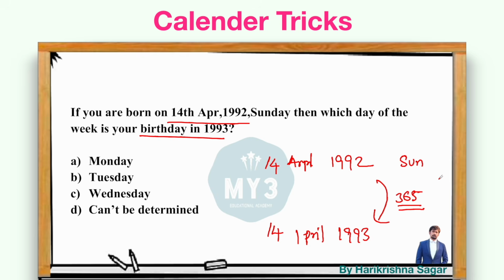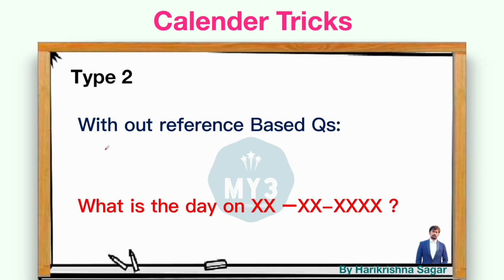So April to April, only 365 days are completed. 365 divided by 7 leaves a remainder of 1. Because the remainder is 1, the odd days are 1. Your day will be shifted by 1 day forward. Mark the answer as Monday. So that is the first type of question.